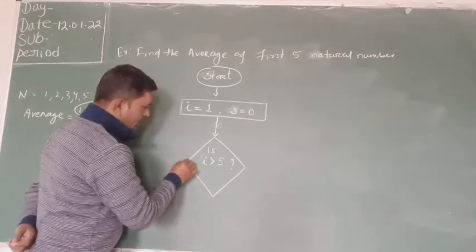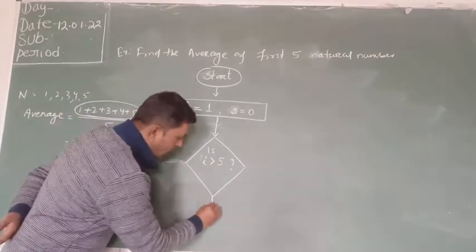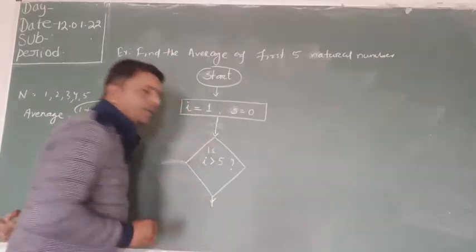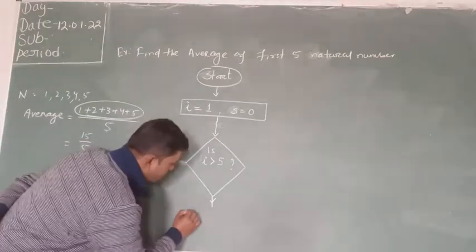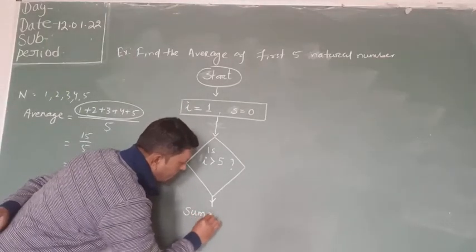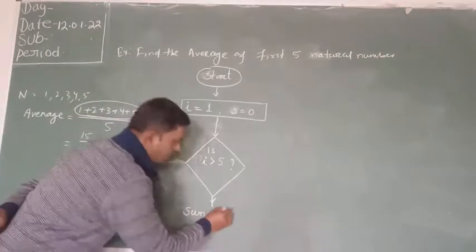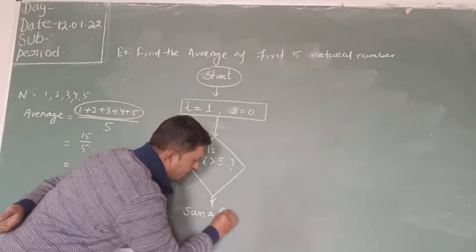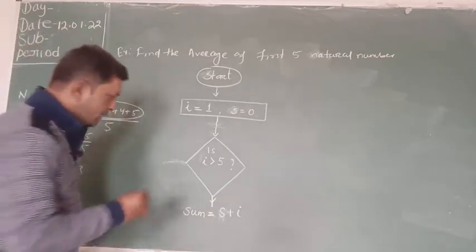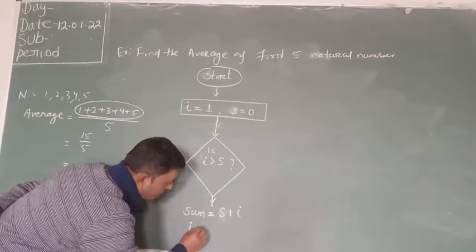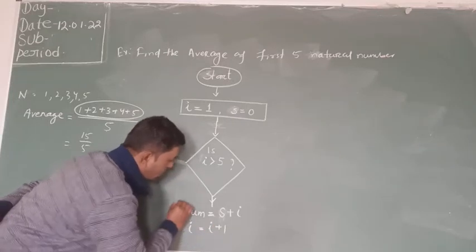Here it is counting, and after counting it is stored in a place: sum is equal to s, we took s initially as 0, plus I, s plus I, and I is also increased by 1, I is equal to I plus 1.